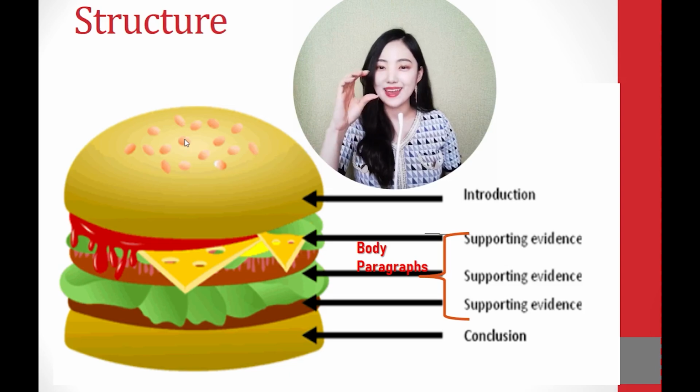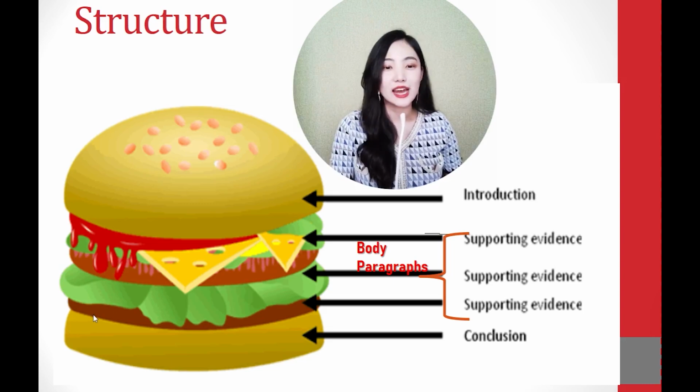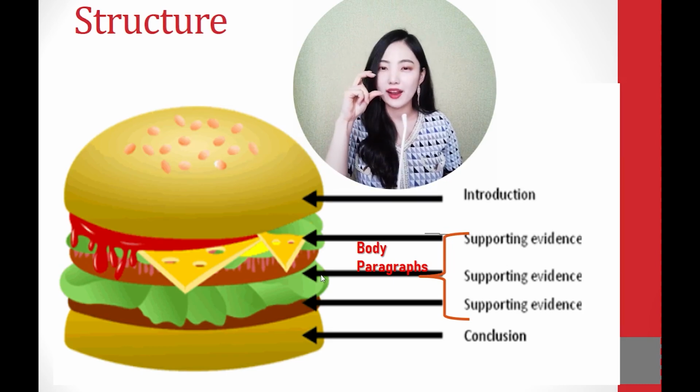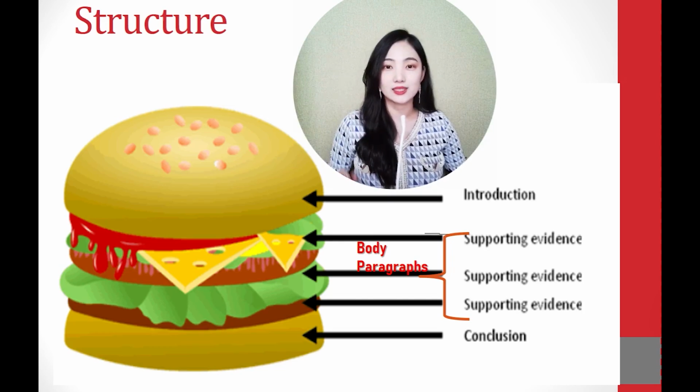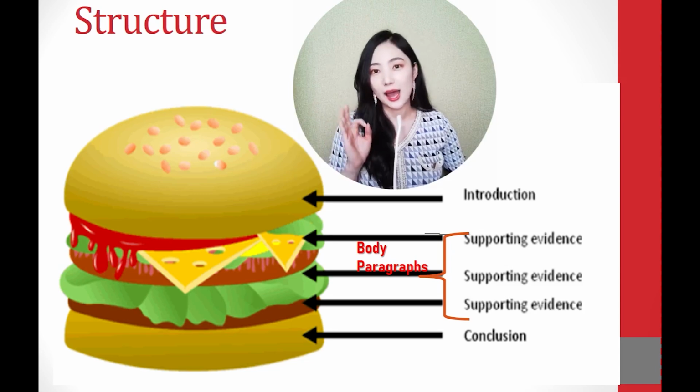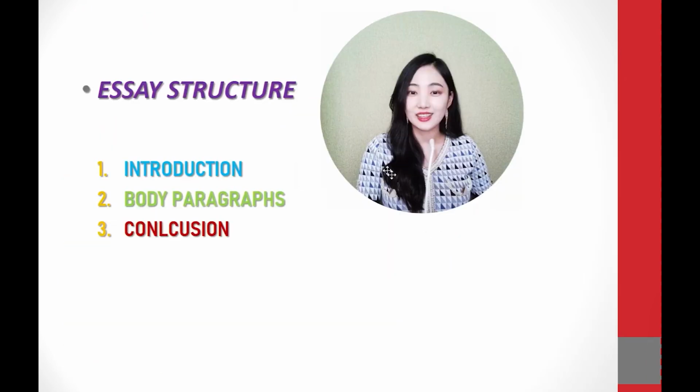That's not the main content of your hamburger, right? Bun, it's kind of a starting point at the top. And lettuce, tomatoes, cheese, or patty, they are like the main information, the main content of your hamburger. So that's body paragraphs. And another bun at the bottom, it's conclusions. So as an example, your essay is like a hamburger. So remember hamburger structure. Next one.